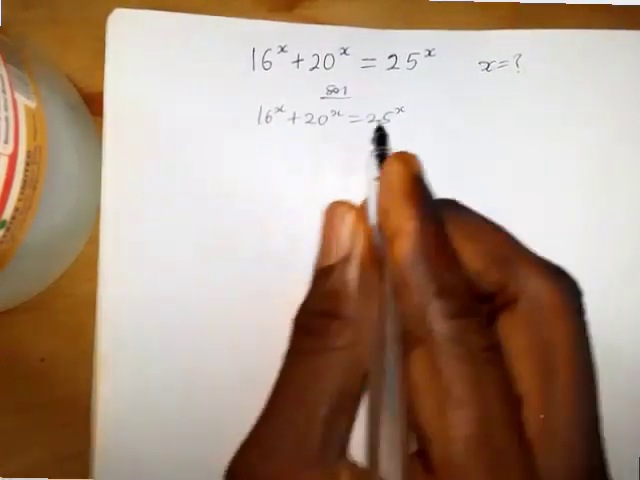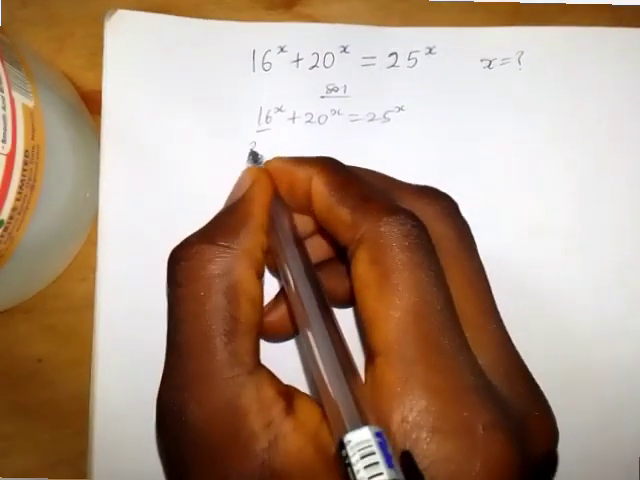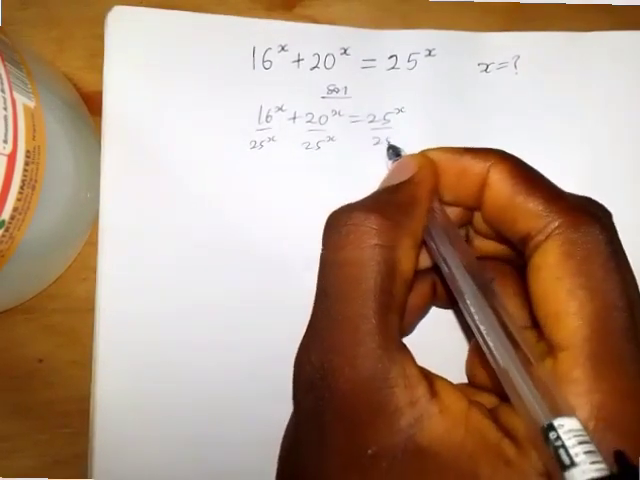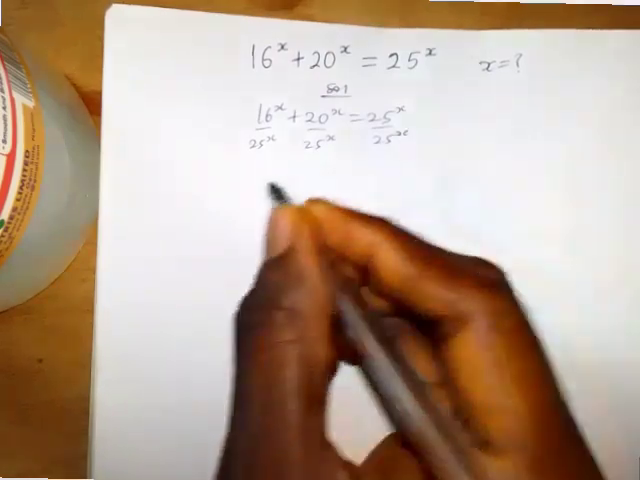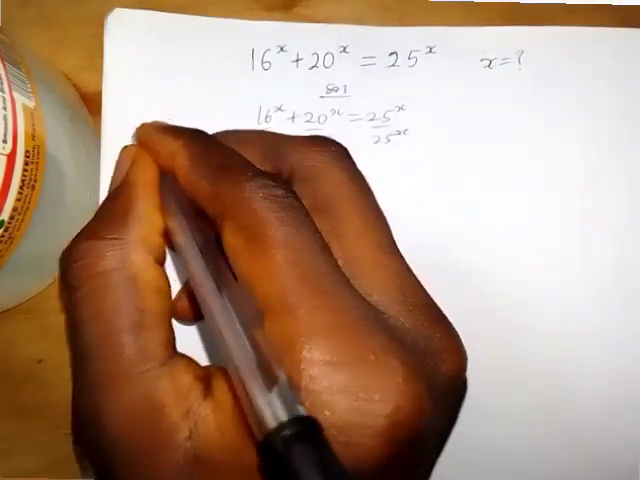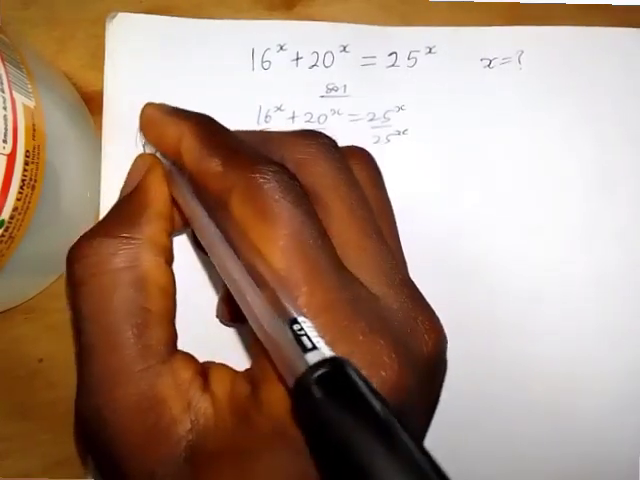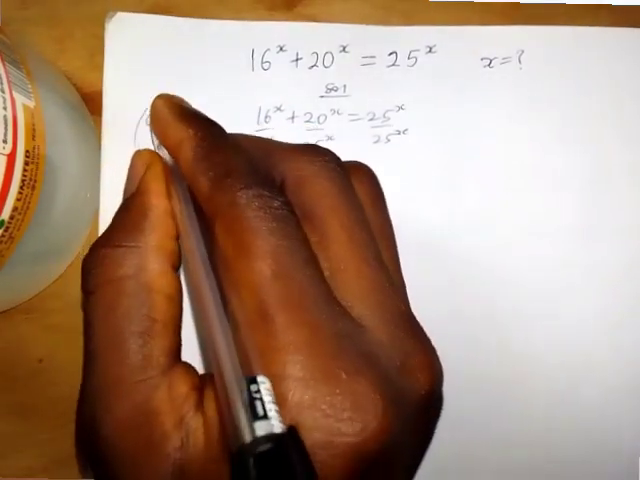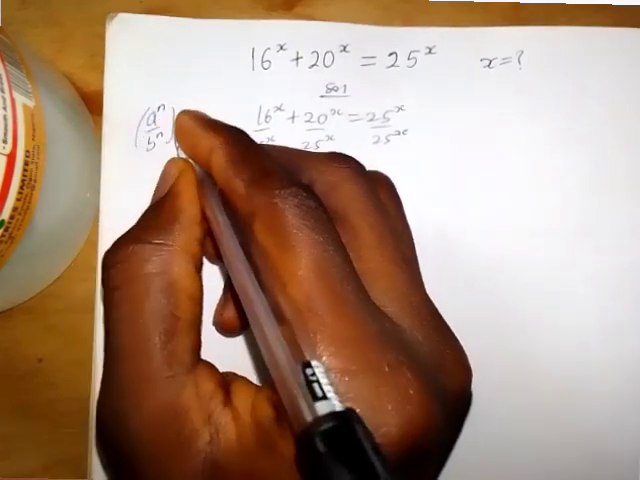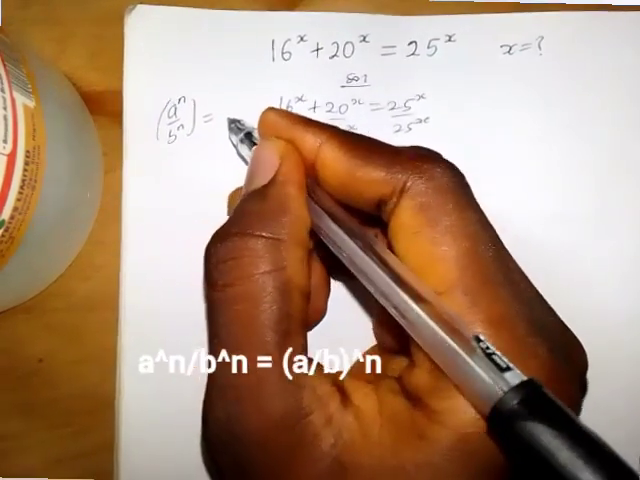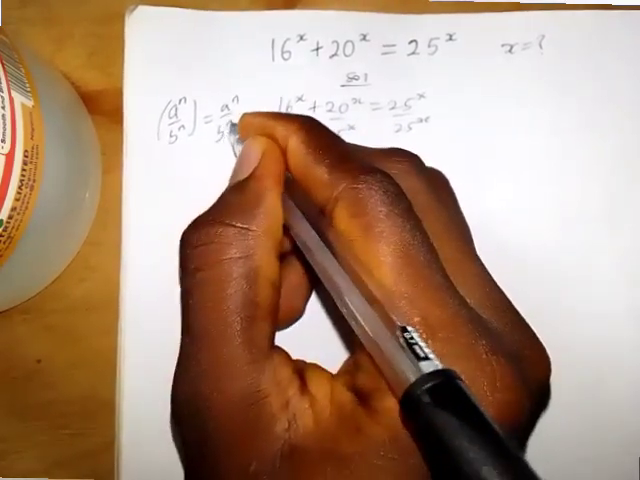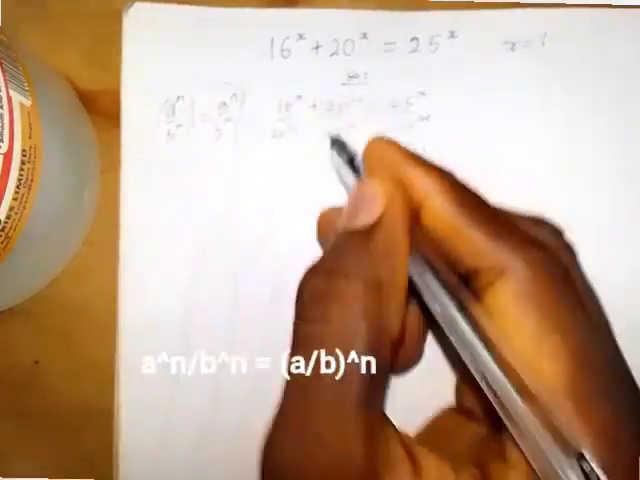Let's divide both sides by 25 raised to x. When you do that, we are going to have this. So we have 25 raised to x on the right too. We are going to apply one property here. Whenever we have something of this form, let's say a raised to the power n over b raised to the power n, it is simply the same thing as writing a over b, all raised to the power n. So this is the property we're going to use.